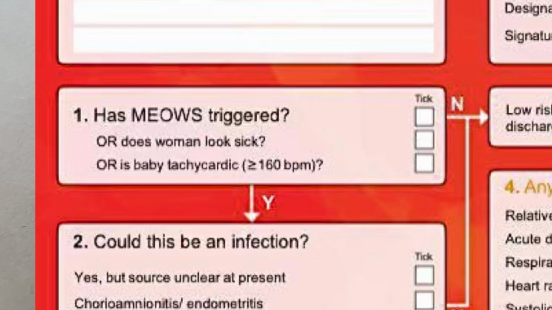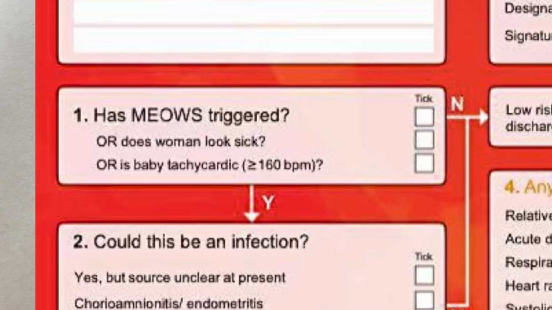So now let's get straight to it. The first point, our category 1, says that we have 3 questions here. It says, has MEOWS triggered? When you did your postnatal care and you filled your MEOWS chart, or if it was pre-filled, were there any amber boxes? Were there any red boxes? If there are, it means that MEOWS triggered. If it didn't and you had all 0 amber boxes, 0 red, then it didn't trigger. So if it didn't trigger, no need to take this. If it triggered, you would take.